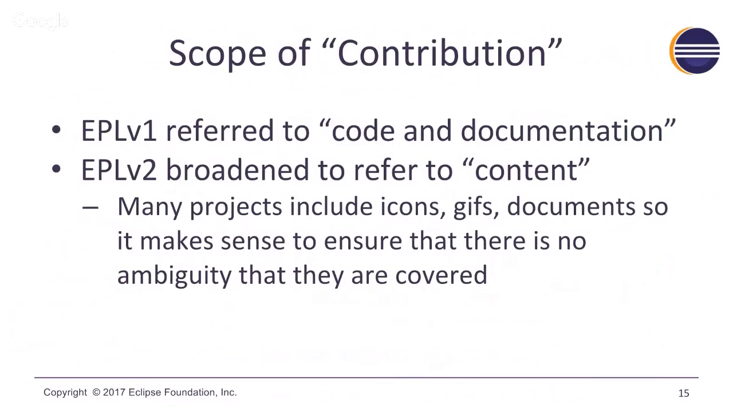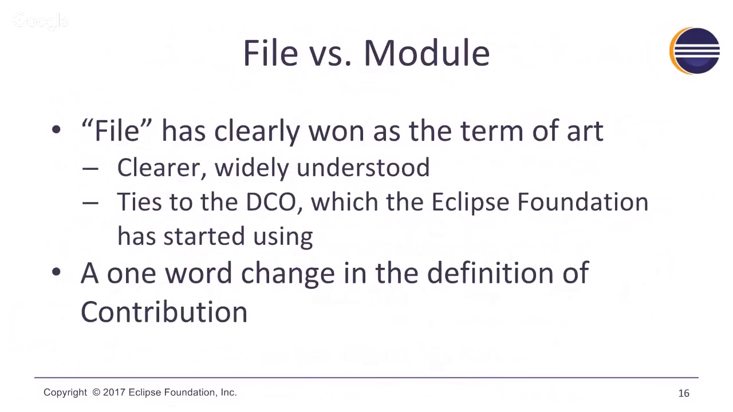So first change, scope of contribution. EPL v1 specifically referred to code and documentation, and in version 2 we're going to broaden that to refer to content. The reason we're doing this is that a lot of projects contain things which are not clearly either code or documentation, things like icons, GIFs, and documents which may or may not really be documentation in the original sense. So it makes sense to make sure that they're all covered under the license.